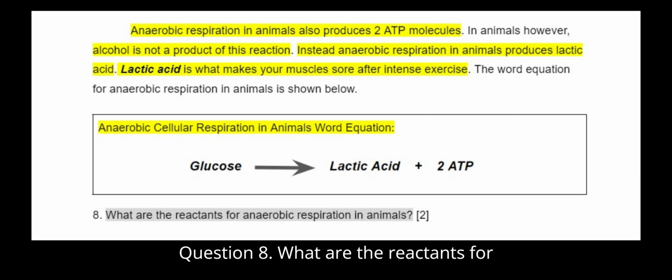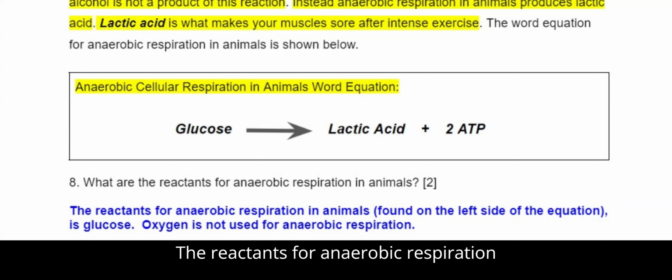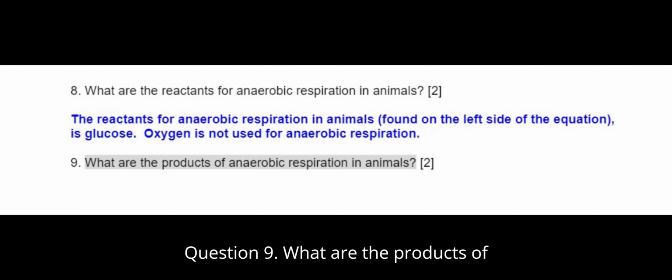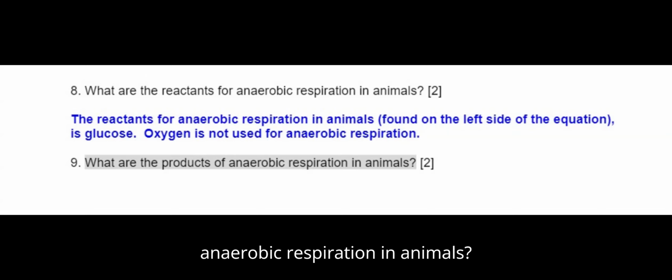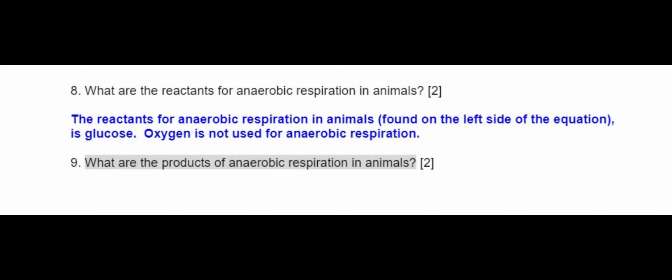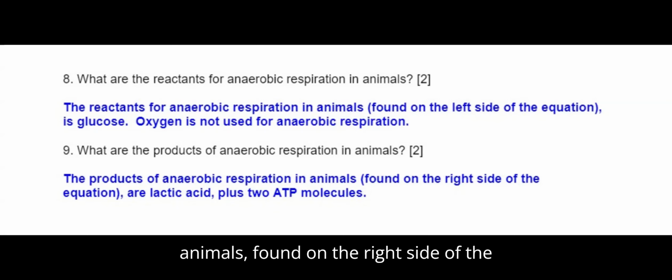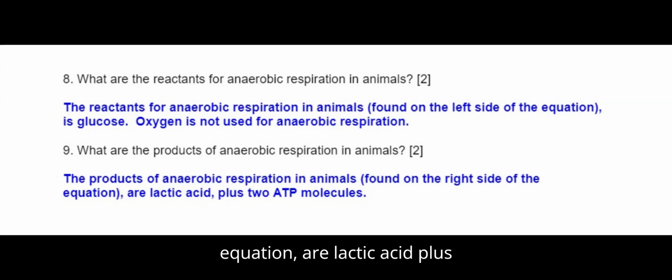Question 8. What are the reactants for anaerobic respiration in animals? The reactant for anaerobic respiration in animals, found on the left side of the equation, is glucose. Oxygen is not used for anaerobic respiration. Question 9. What are the products of anaerobic respiration in animals? The products of anaerobic respiration in animals, found on the right side of the equation, are lactic acid plus 2 ATP molecules.